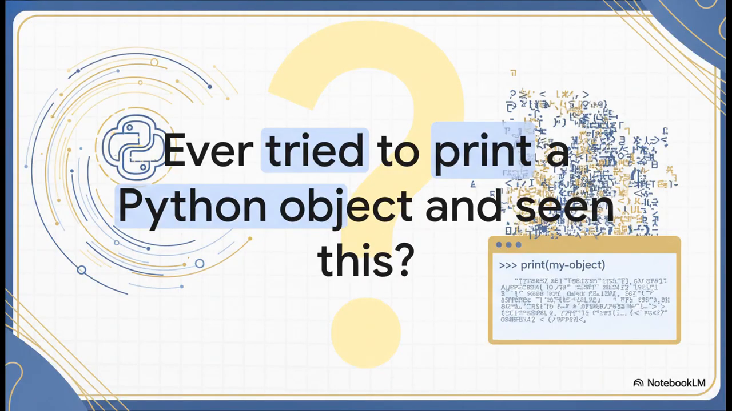You know the drill, right? You've spent all this time carefully building your class. You create an instance of it, and then you go to print it out, maybe to check on its state, and you get this complete gibberish. It's a classic, frustrating Python moment.